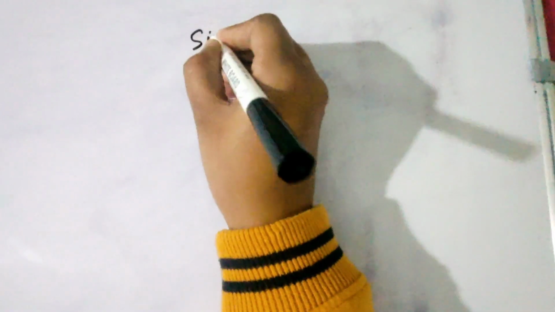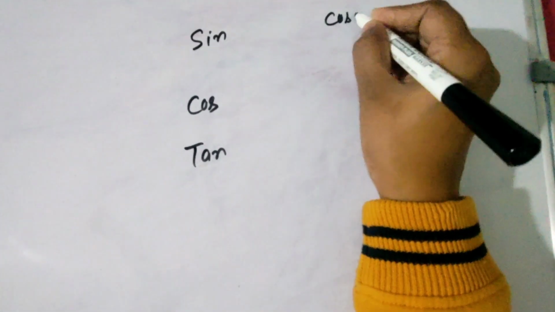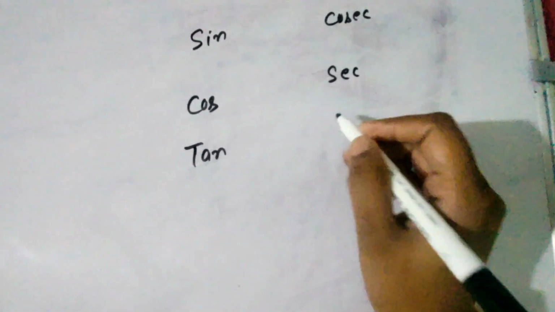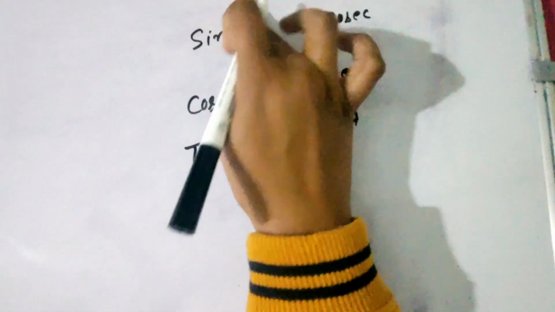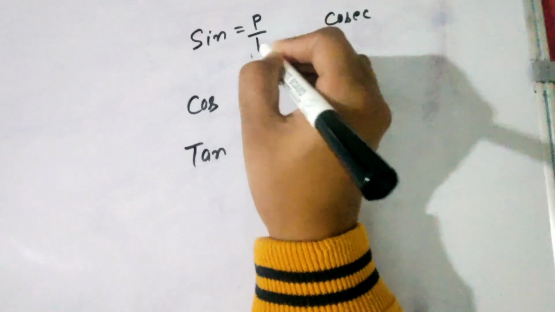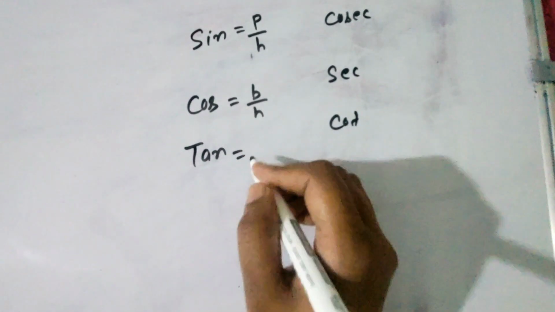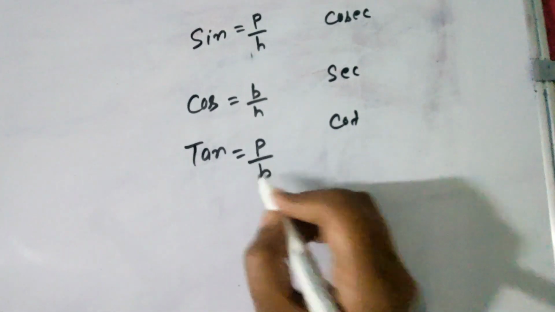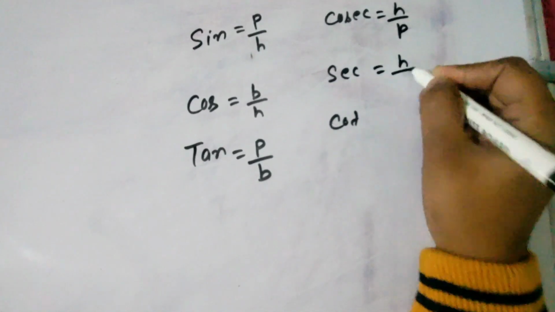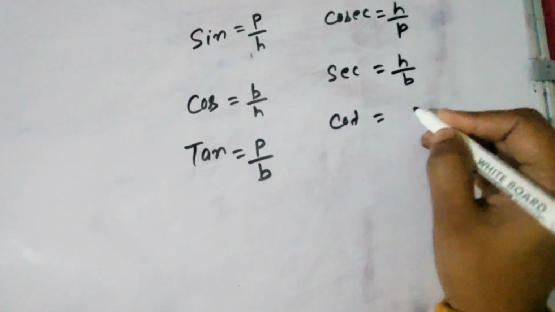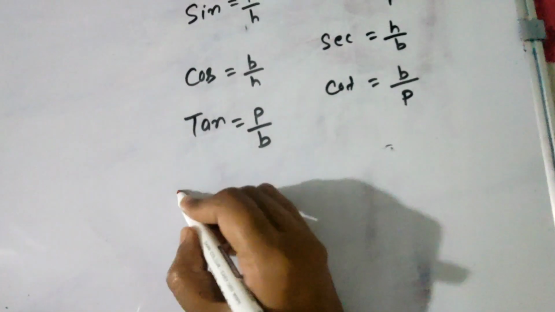Here you write sin, cos, tan. Here write cosec, sec and cot. Sin is what? Perpendicular by hypotenuse. Cos is what? Base by hypotenuse. Tan is what? Perpendicular by base. Just reverse for cosec, sec, cot: hypotenuse by perpendicular, hypotenuse by base, and base by perpendicular. You write this, this is a trick.